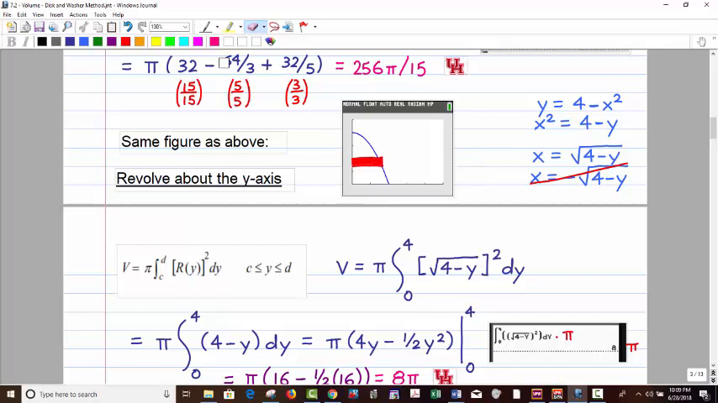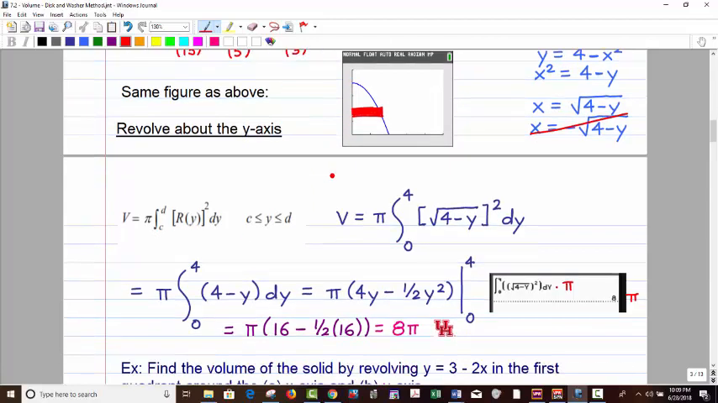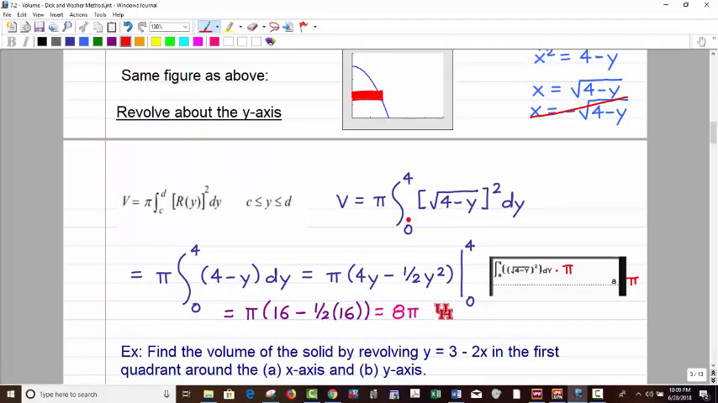Now, the last problem, the limits of integration were 0 to 2, but now the limits of integration are vertical on the y-axis. So it starts here at 0, comes up there, and there's 4 right there. So it's going to go from 0 to 4. And then our new function in terms of y, square root of 4 minus y squared dy.